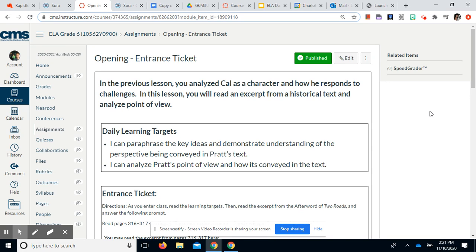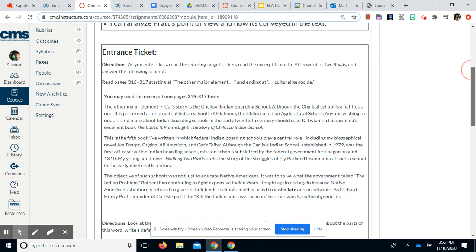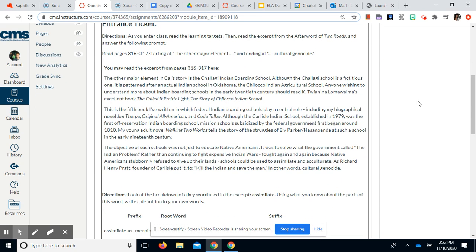identifies our learning targets as: I can paraphrase the key ideas and demonstrate understanding of the perspective being conveyed in Pratt's text. And I can analyze Pratt's point of view and how it is conveyed in the text. In the entrance ticket, there is an excerpt here from the afterword. I don't want to take the time to read that excerpt because that will cut my time later.